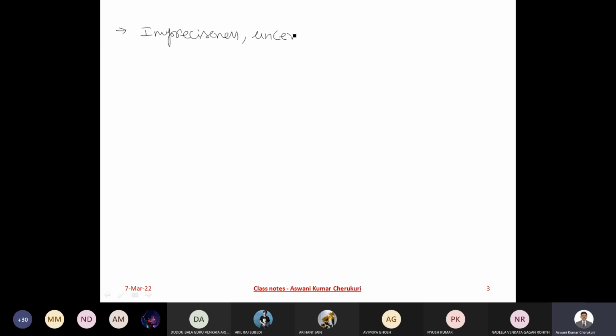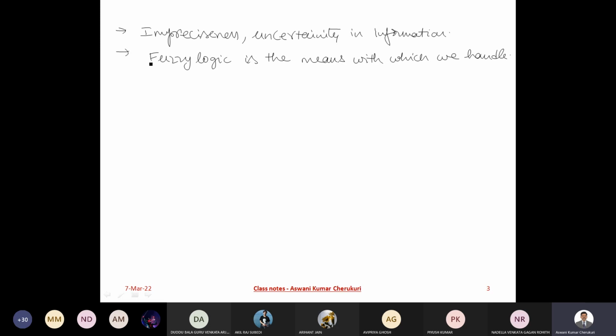Uncertainty in information. Okay. So how to handle this? Fuzzy logic is the means with which we can handle impreciseness or uncertainty, vagueness in the data.